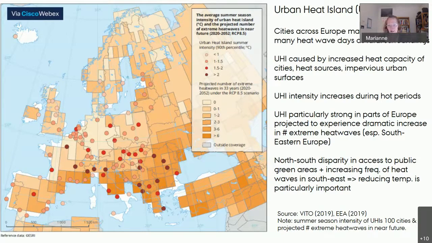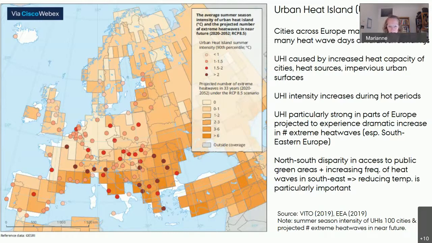Science shows that cities across Europe may have twice as many heat wave days as rural surroundings. And that's really caused by the heat capacity of cities. So it sucks in the heat during the day and releases it during nighttime. It can also be the heat sources and impervious urban surfaces. So it happens both in wintertime and in summertime, but the serious problems for human health are really in summer periods.